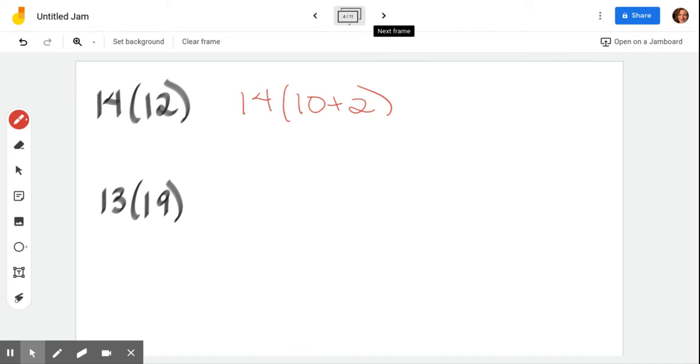Now do your rainbows. 14 times 10 is 140. Keep the plus sign. 14 times 2 is 28. And I know when I combine those, I get 168.